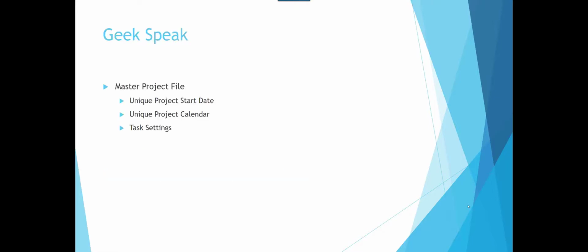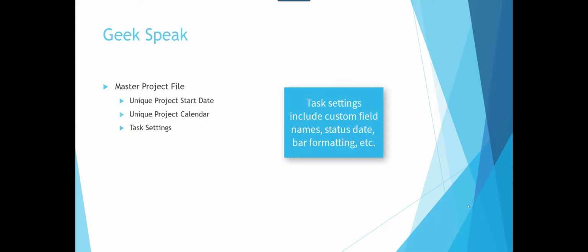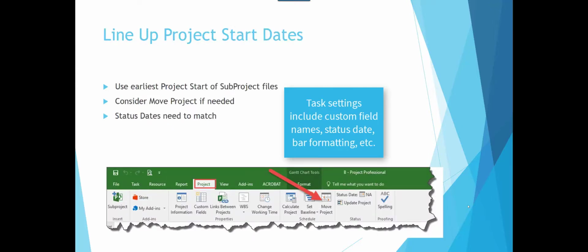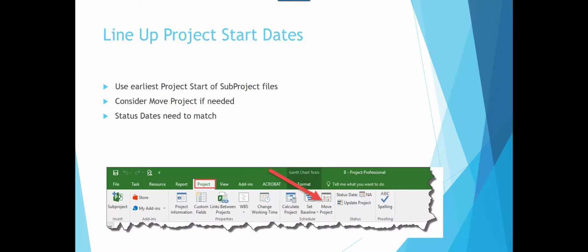In a master project file, remember it has its own unique project start date, its own project calendar, and its own unique task settings. Let's talk about that a little bit. We need to make sure project start dates align. So go into your subprojects and find the earliest start date for the earliest project. Use that as the project start date in the new master file. You can use the move project if needed if you've already inserted the project files, but you've probably already overcome and accepted some defaults there. So it's not really a big deal, but you need to make sure that the project start dates are lining up the way you need them to.